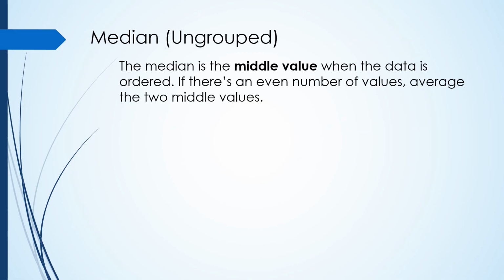The median splits the data into two equal halves. To find it, first arrange the values in ascending or descending order. If the number of values is odd, the median is the middle value, with an equal number of values above and below it. If the number of values is even, the median is found by taking the mean of the two central values.